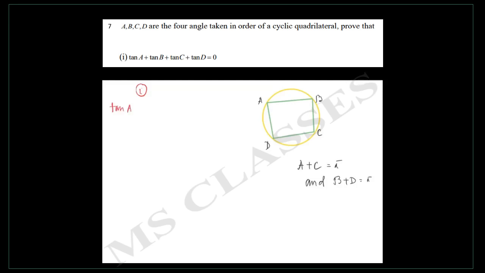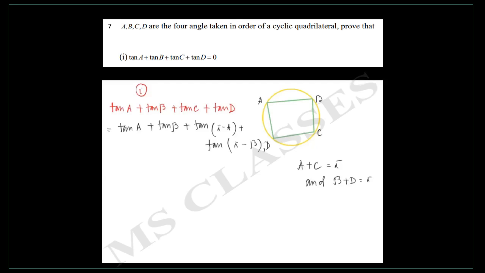tan A plus tan B plus tan C plus tan D. Now here, children, what can we do? Tan A and tan B we keep as they are, and we change the others. Tan C, we can write C as pi minus A, so we can write tan (pi minus A) plus tan D. Tan D we can write as tan (pi minus B).